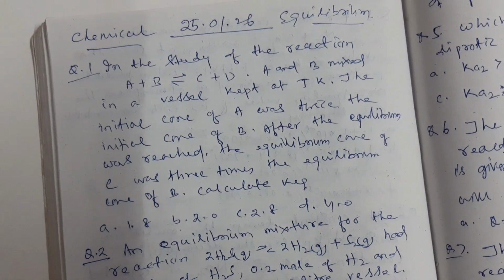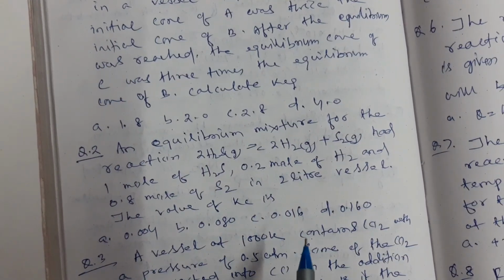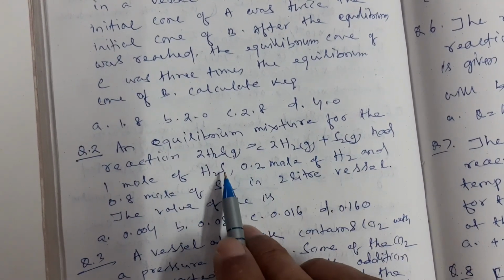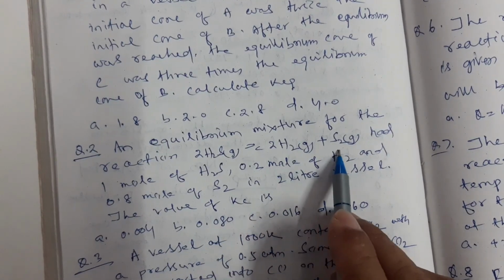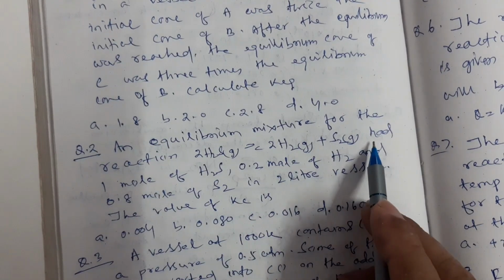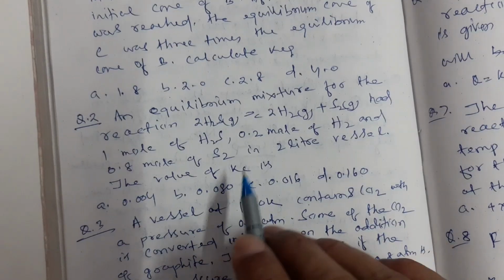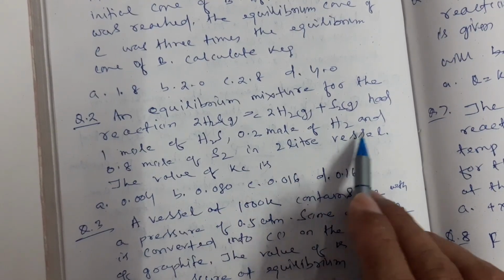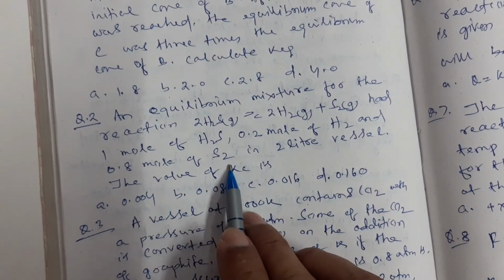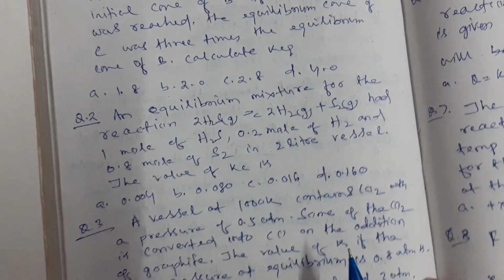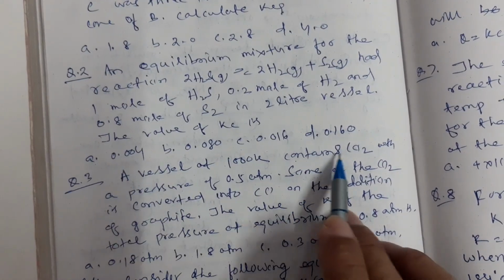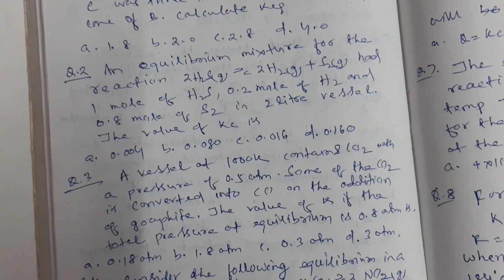Okay, next question. An equilibrium mixture for the reaction 2H2S ⇌ 2H2 + S2 had 1 mole of H2S, 0.2 mole of H2 and 0.8 mole of S2 in a 2 liter vessel. The value of Kc is what? These are the options given. This I also solved.